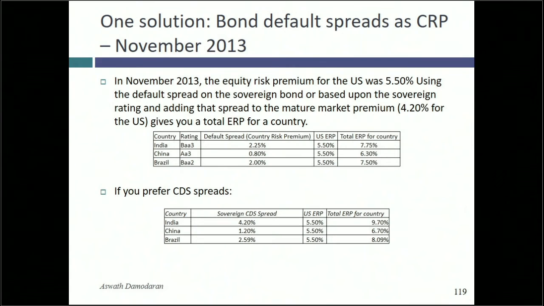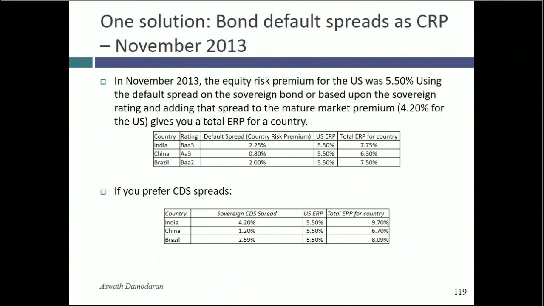So as an example, if you look at India, China, and Brazil, based on the rating, there's my default spread. That's exactly the default spread I used to get the risk-free rates. My US equity risk premium is 5.5%. I add the 5.5% to that number. I come up with an equity risk premium for each country.